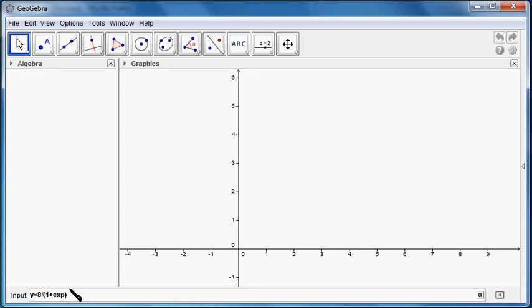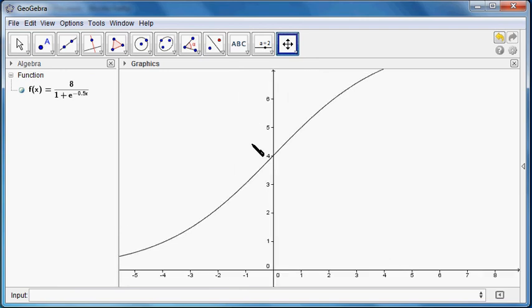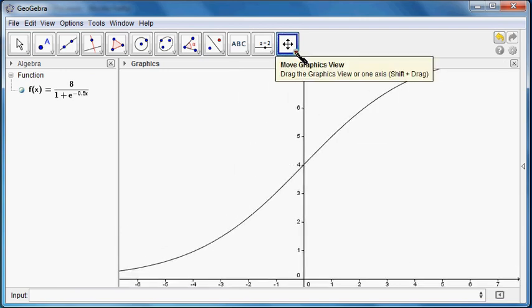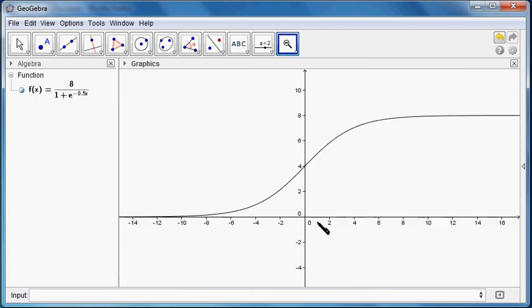e to the negative 0.5x, right? So hit enter. We can't see the whole thing, so maybe I'll move it a little bit, and then I'm going to zoom out a bit. Right, so this is the graph.